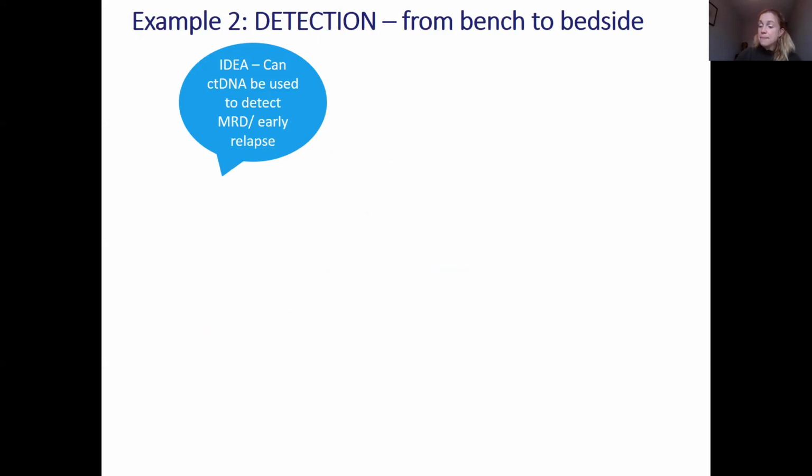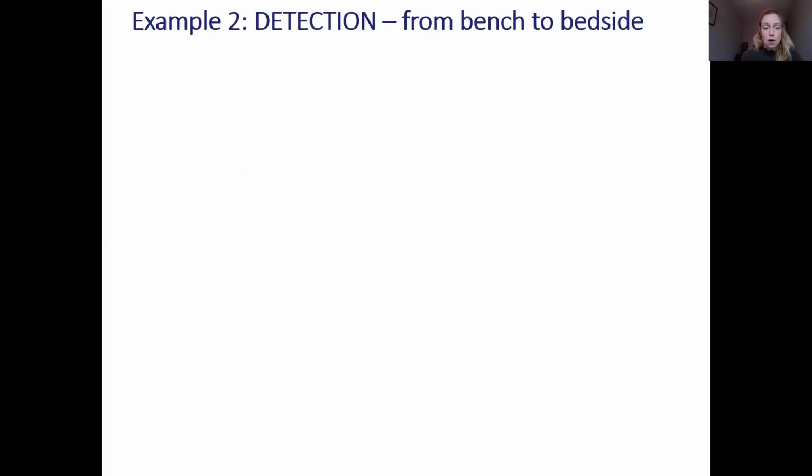Then I thought I'd give you another example, the DETECTION trial, which is a phase 3 trial. This really shows you how things go from bench to bedside. It started with the idea that we were working with patients with stage 4 melanoma, looking at circulating tumour DNA. Then I asked whether it could be used to detect minimal residual disease or early relapse in earlier stage 3 patients. So really that kick-started a whole process.